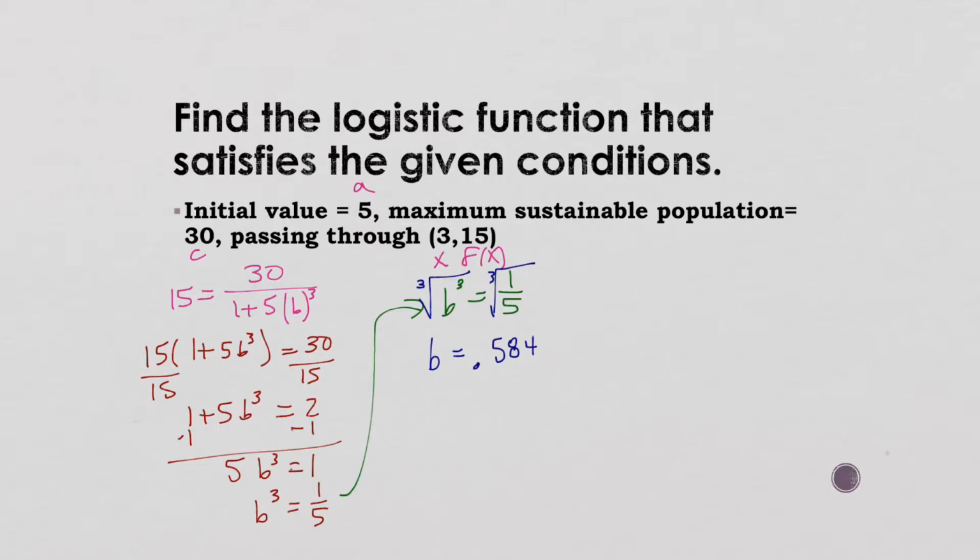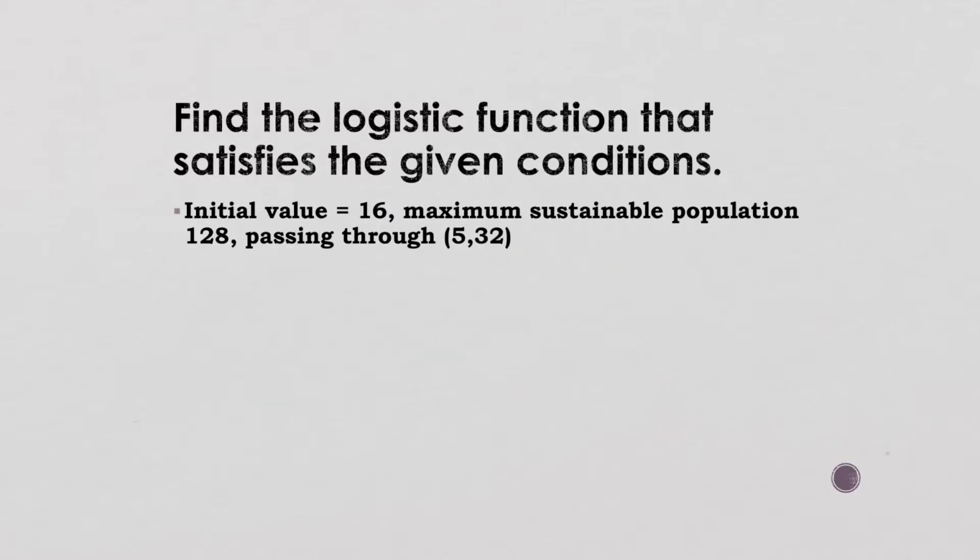So when I go to write my function, f of x equals 30 over 1 plus 5 times 0.584 to the x. Do I have to have a whole number answer for B? No, B is my rate. It can be all sorts of different things. So I'm going to have you pause the video now and attempt this problem on your own. Notice here, our x is a 5. So when you get to that point, keep in mind, I need to do the 5th root to undo B to the 5th. So pause the video, attempt the problem, then come back and check your answer.